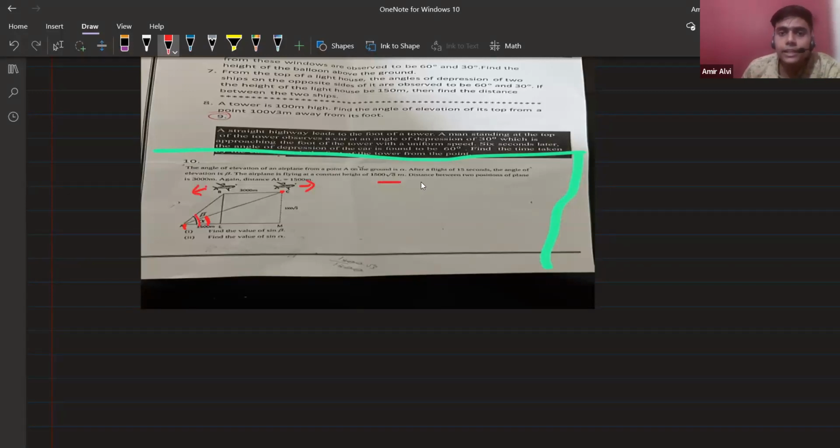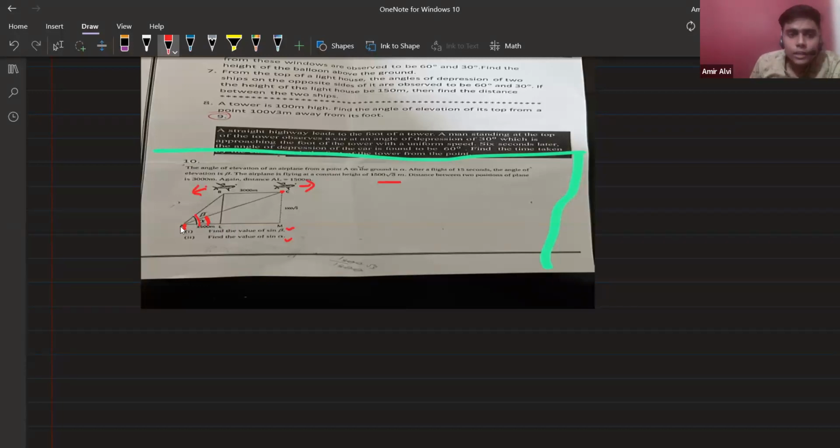Abdullah, just give me a second. Let's clear this out, and then after that, it will take only 2 minutes. The distance between the two positions of the aeroplane is 3000 meter. Again, distance AL, and we need sine alpha and sine beta.